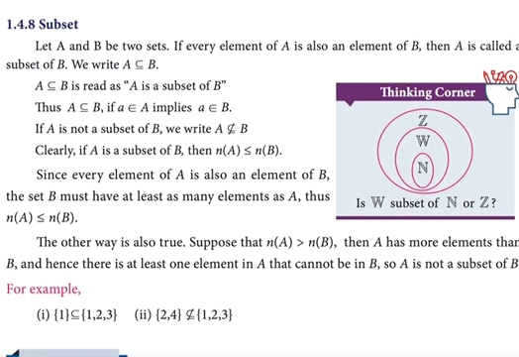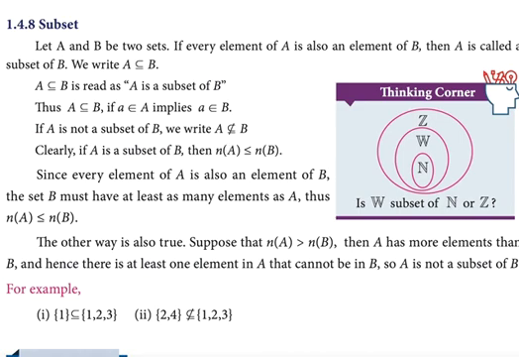Coming to the subset, let A and B be two sets. If every element of A is also an element of B, then A is called a subset of B. B is a bigger set and A has some elements of B. It is written like this: A ⊆ B, read as A is a subset of B. Thus A is a subset of B if x belongs to A implies x belongs to B. If A is not a subset of B, we write A ⊄ B like this.